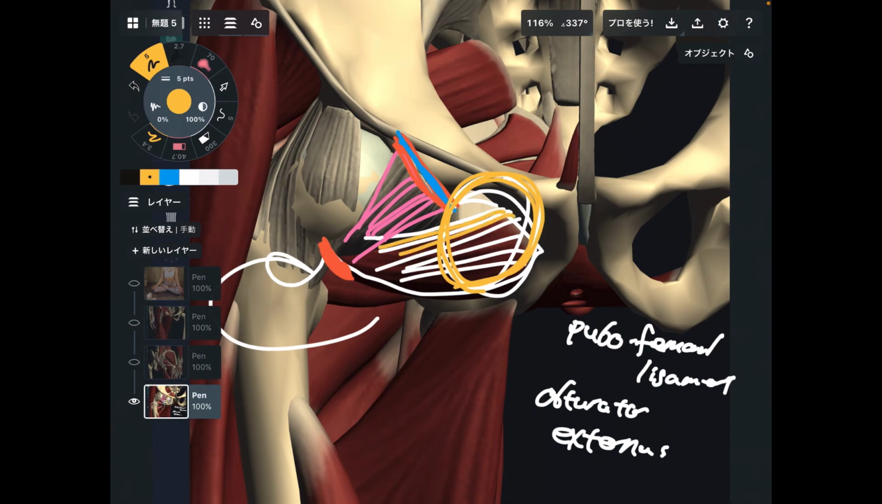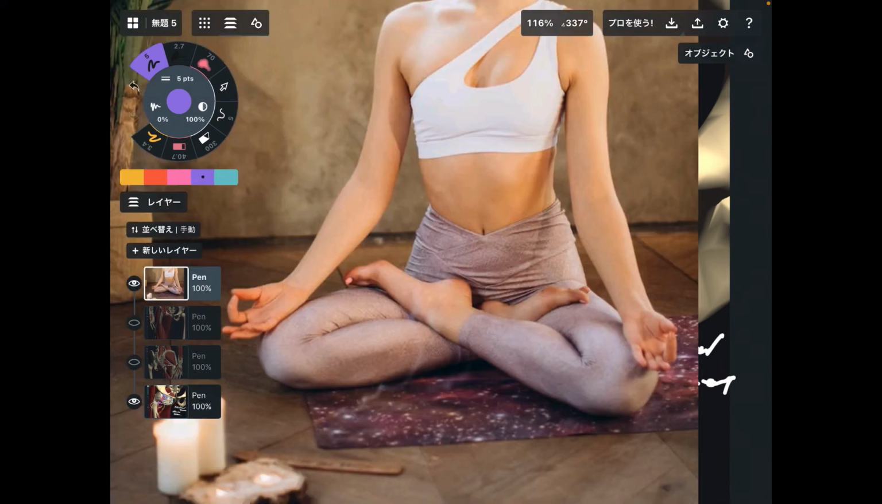What happens if this muscle gets tight? This tightness can affect the ligament. Why is the ligament important? Because a ligament connects bone and bone, and that is important for joint stability. Then pubofemoral ligament has myofascial connection to obturator externus. What happens if this part gets tight? You cannot open up the leg. What is the essential movement for this sitting position? That is external rotation.